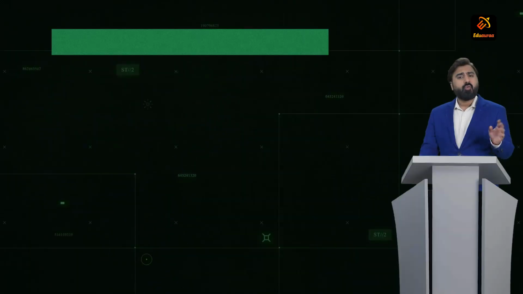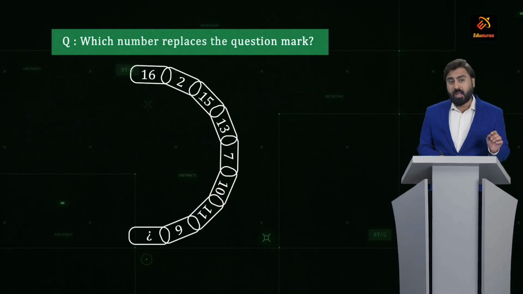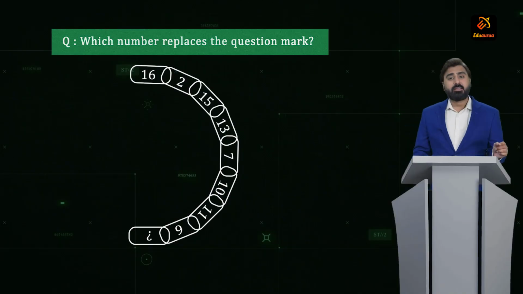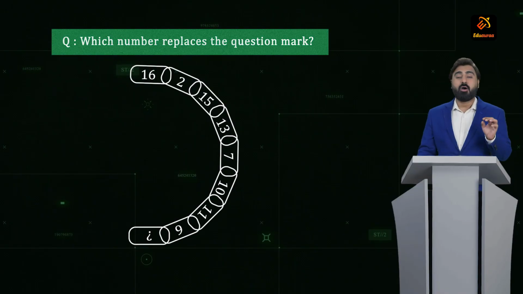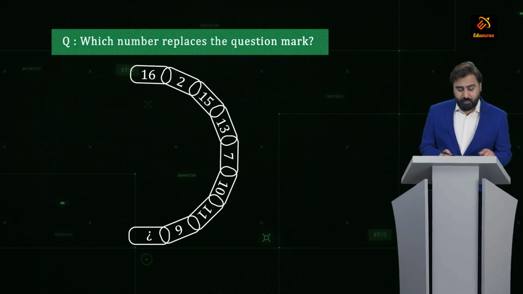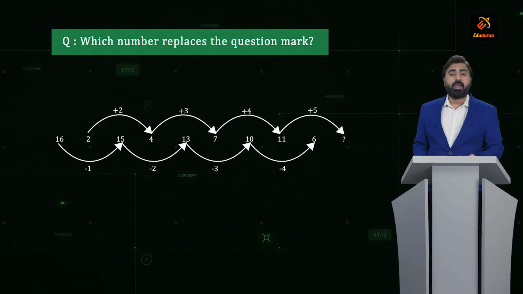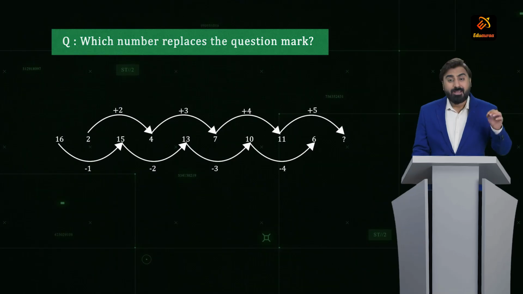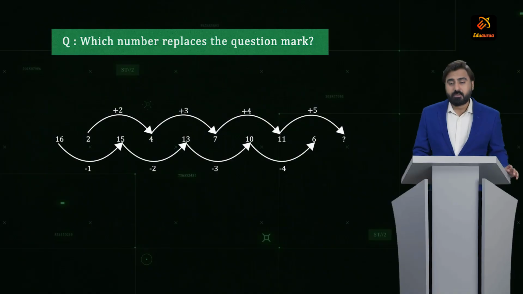The next question is, which number replaces the question mark? So you are given one diagram here with the numbers 16, 2, 15, 4, 13, 7, 10, 11, 6 and a missing number. So we are supposed to find this missing number. How do we find it? Now students, if you see properly, look at the first, third, fifth and seventh numbers, that is 16, 15, 13, 10 and the ninth number, which is 6.